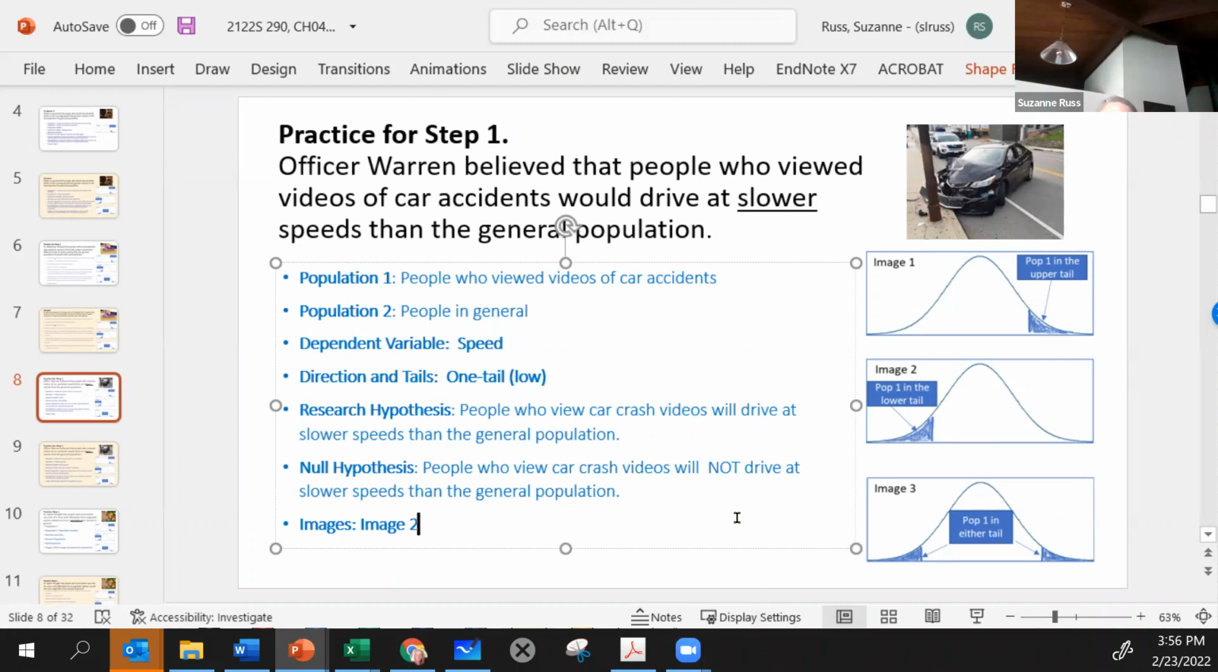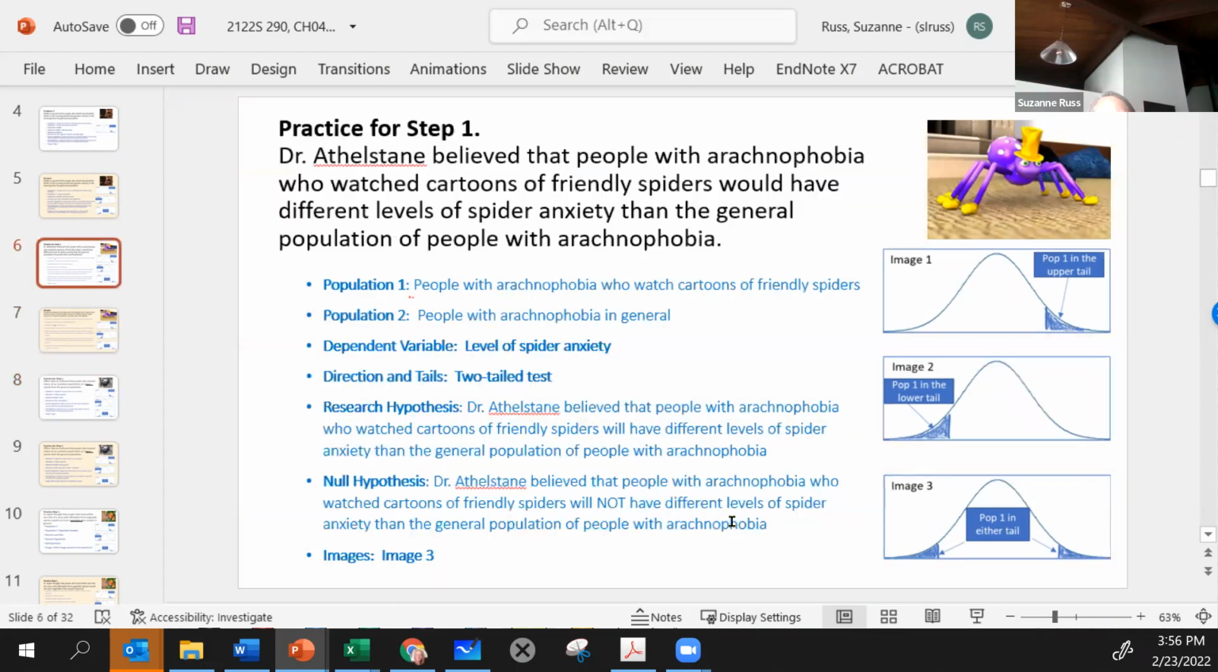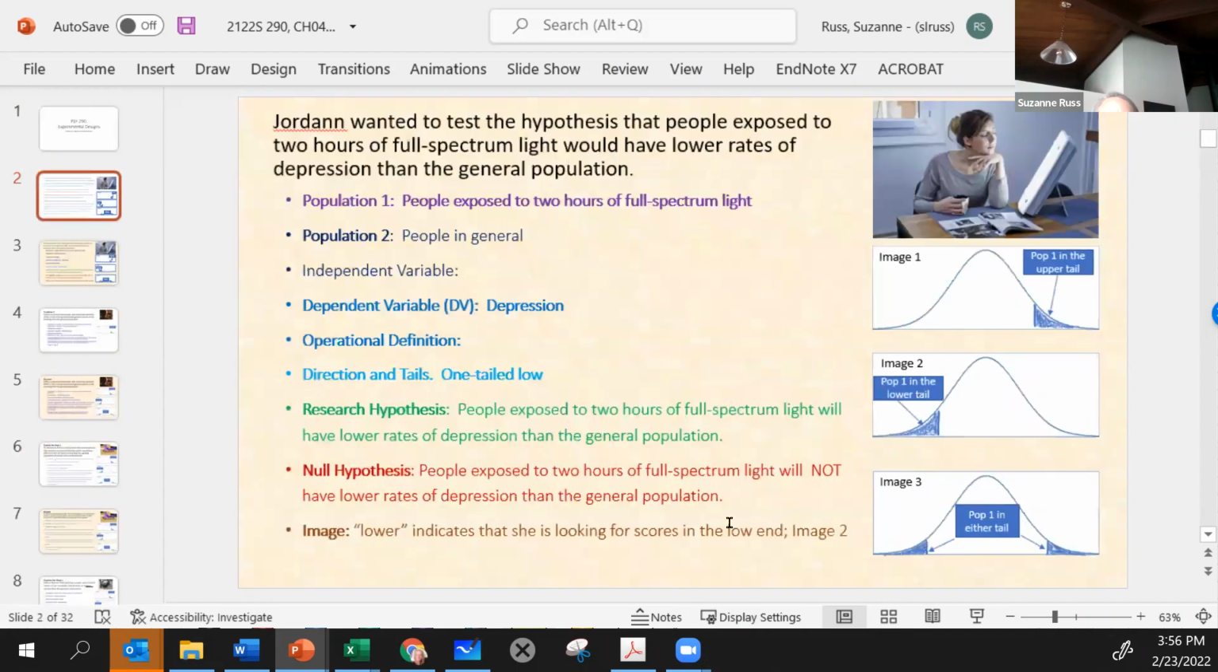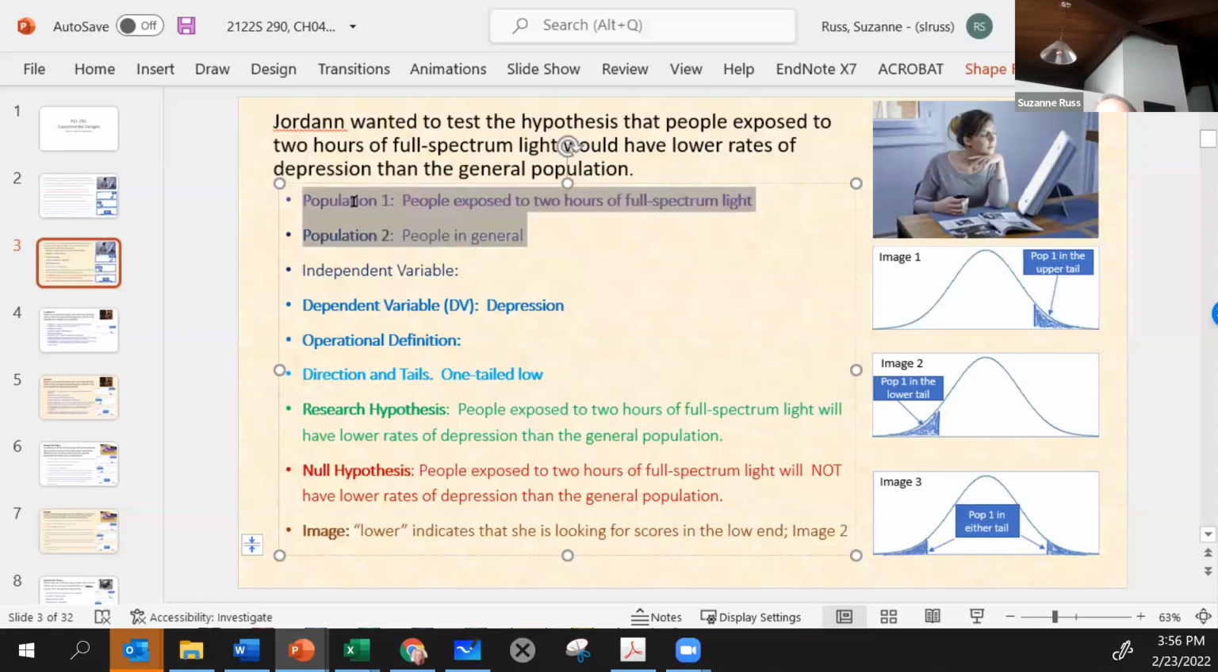All right. So this is what you're going to be doing in some homework, but we're going to be adding two components because this isn't the stats class. This is the research class. So let's go ahead and see what we're going to add. First off, we're going to go back to this first one, and we're going to add the independent variable. The independent variable is always going to be represented in the populations. So what is the difference between population one and population two?